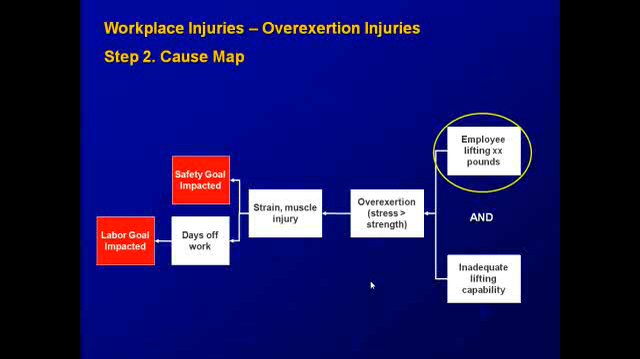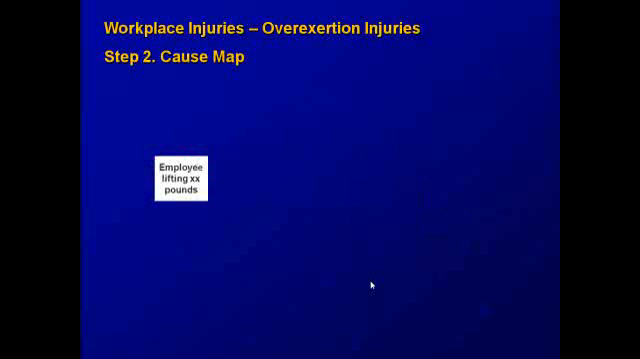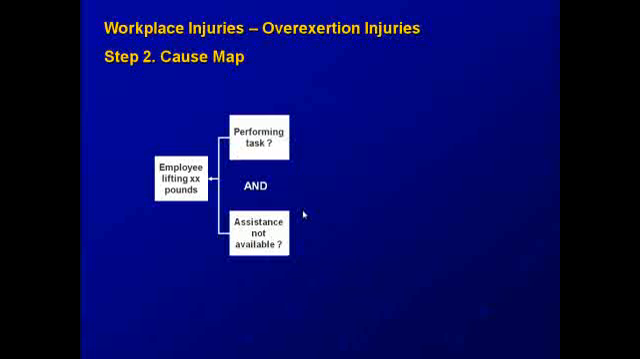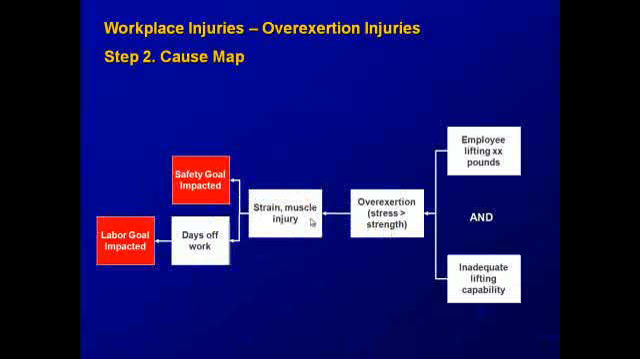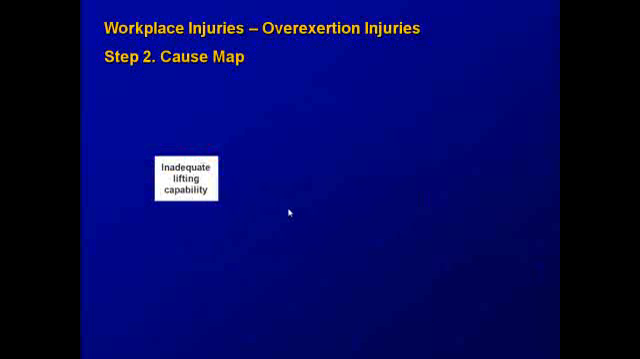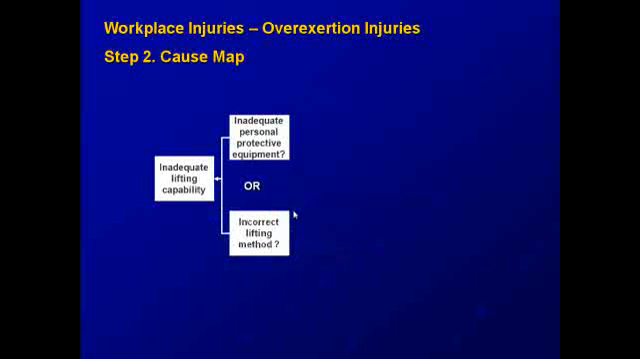We're going to look at the employee lifting the weight in more detail. An employee is presumably lifting some weight because it's part of the task that employee is expected to perform. In addition, that employee may not have had assistance available to safely complete the lift. Also look at the capability portion of the equation. Inadequate lifting capability may have been caused by inadequate personal protective equipment or caused by an incorrect lifting method.